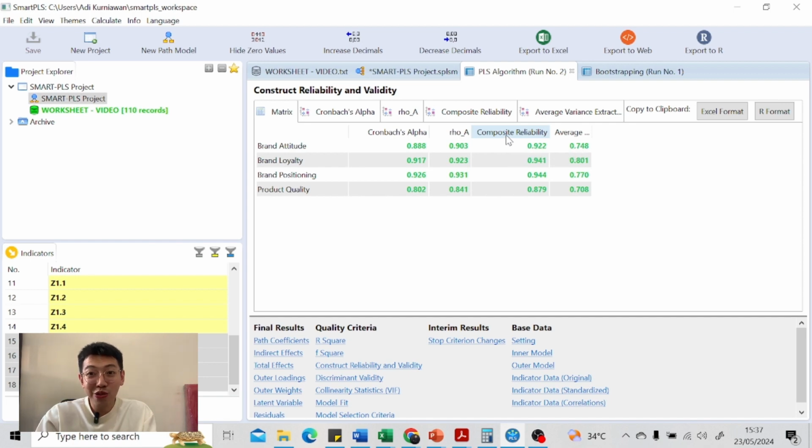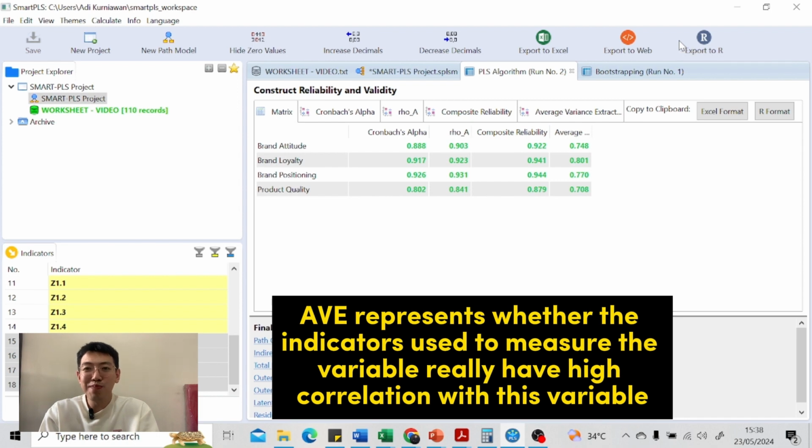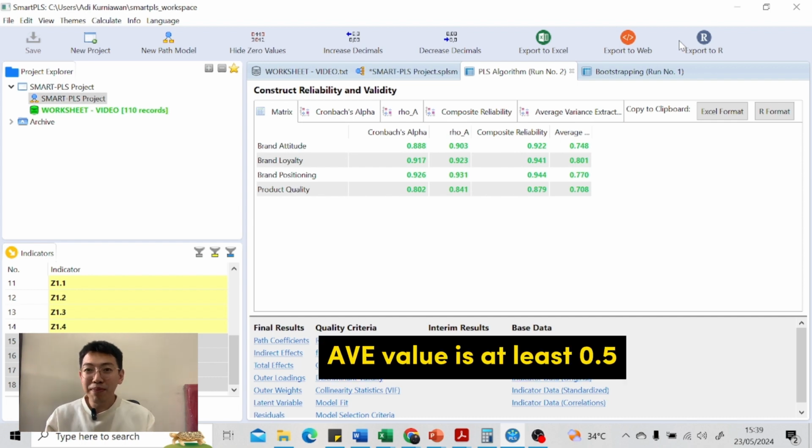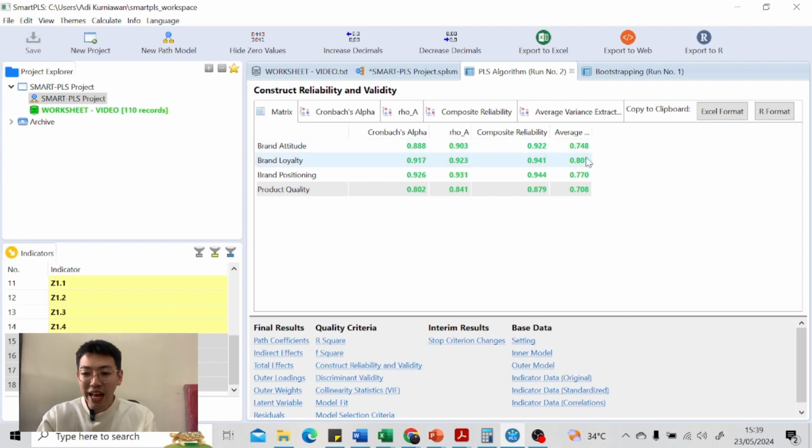After analyzing outer loading or factor loading and also reliability, the next one, let's analyze convergent validity. You can check convergent validity using average variance extracted, or AVE. The AVE values represent whether the indicators used to measure a variable really have high correlation with this variable. So these indicators can represent the latent variable. The threshold value is 0.5. If it is more than 0.5, it means the convergent validity prerequisite is fulfilled. If you see here, the AVE values are fulfilled for all indicators.